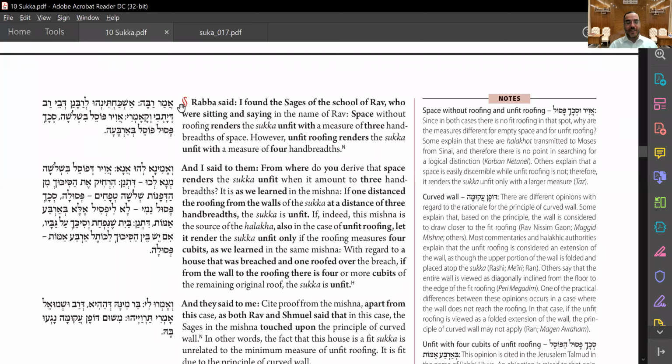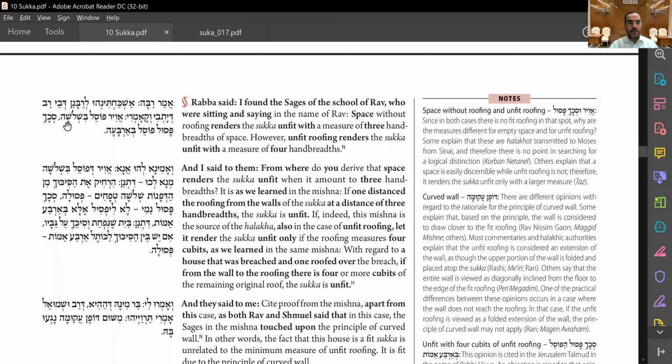We're going to see at the end of the daf that they mean actual Rav, the first generation Amora, and Rabbah is a third generation Amora. So he's meeting some of the in-between students, or even students from Rav. And this is what they said.